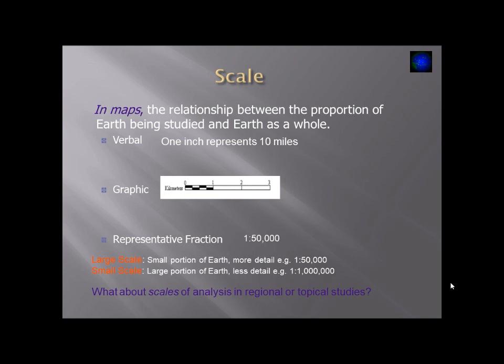How do we determine whether it's large or small? Divide the number to the left of the colon by the number to the right of the colon. If it's a large number, it's a large scale map. If it's a small number, it's a small scale map. In regional or topical studies, scale has to do with how close in you're examining a place in that particular region.